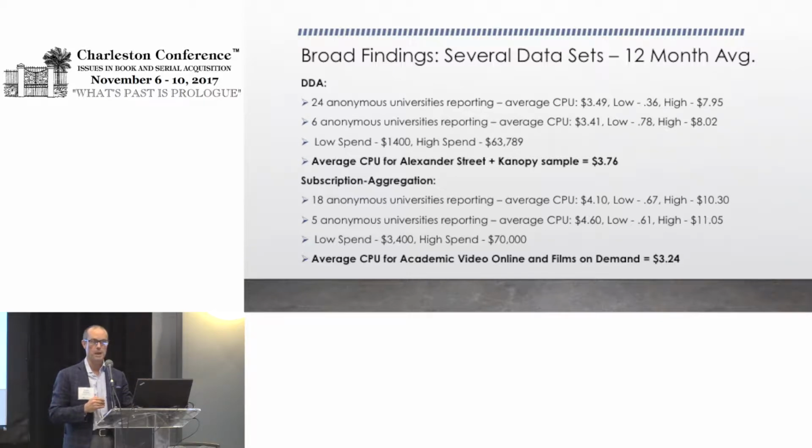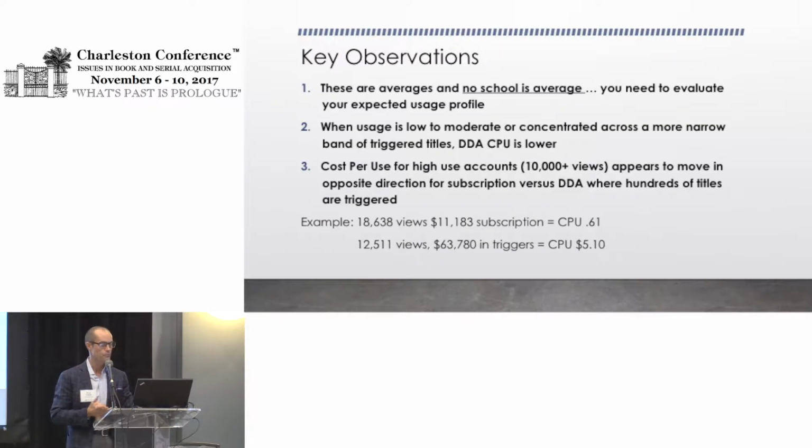Those platform numbers are platform-wide 12-month snapshots. The ones you see above it from the individual anonymous universities are individual schools reporting and then rolled up into a small data set of, in this case, 24 anonymous universities, 6 anonymous universities, 18 anonymous universities, and 5 anonymous universities. Okay, so we have to move kind of quickly because it's a 45-minute session.